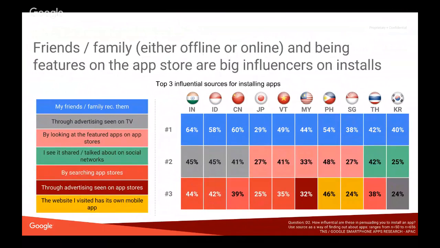Friends and family, as well as the app being featured on the App Store, are big influencers on the install. For India, the number one channel is again friends and family. In Indonesia, you can see that 58% of people surveyed say that friends and family are the key recommender for them to download the apps. In markets like Singapore and Malaysia, people are also looking at apps featured new every week or every month. And they're also looking at the websites that they visited from their mobile apps.